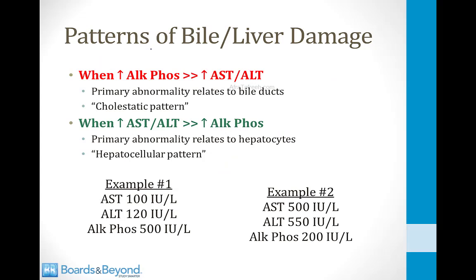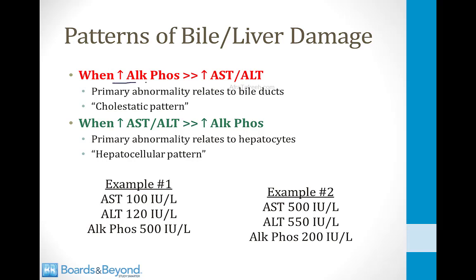So I've summarized on the screen here the two characteristic patterns of bile and liver damage, and it's very important that you understand these two patterns for step 1 of your boards and also for clinical medicine. We often look at the ALK-Phos levels and the AST and ALT levels, and we use those levels to try and determine whether the patient's problem lies in the liver or in the bile ducts.